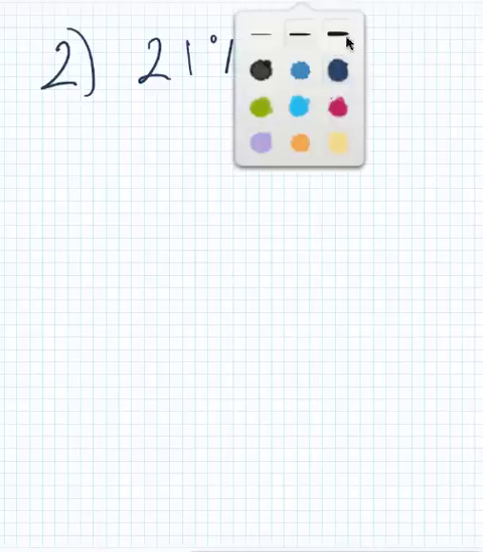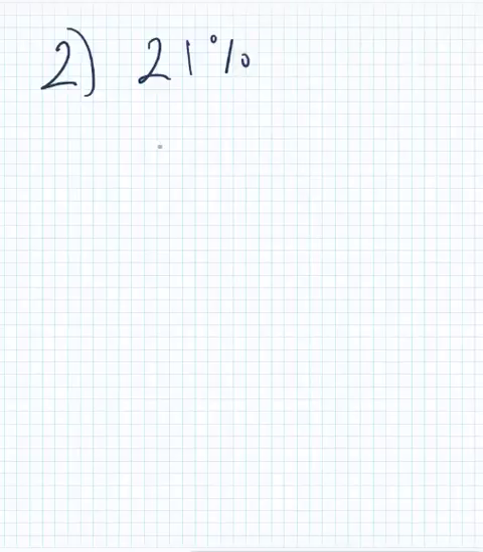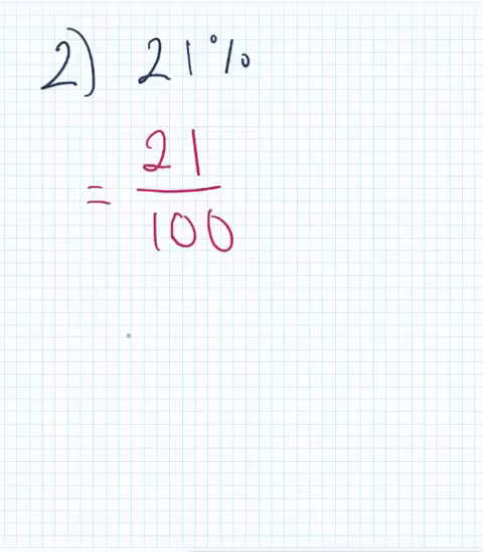Okay, our next question, we have 21%. So all we have to do to turn it into a fraction is write it as a fraction: 21 out of 100. Now check and see if we can simplify. Can we simplify this? No, 21's not even, and there's no factor of 21 and 100 that can be divided evenly. So we stop there.